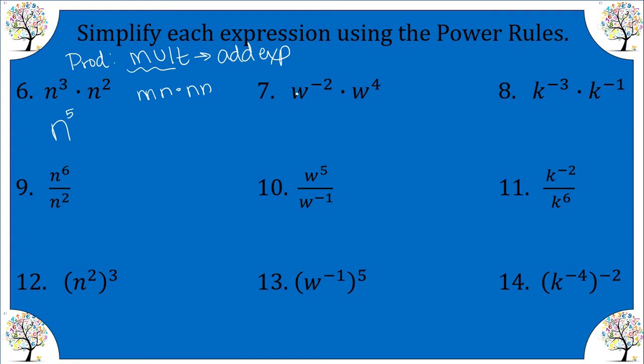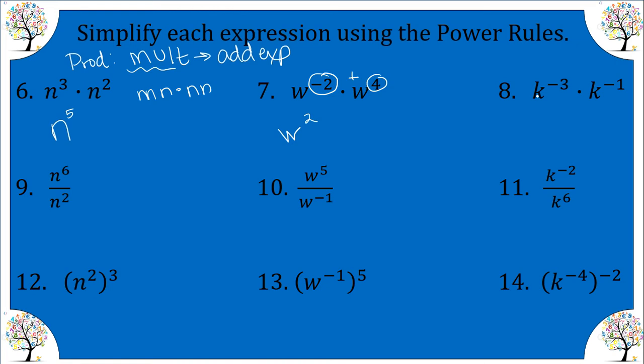Okay, number 7, we have w to the negative 2nd times w to the 4th. Instead of having two separate factors, we can write this as a single factor of w, and then the rule says to add exponents. So negative 2 plus 4 is 2.